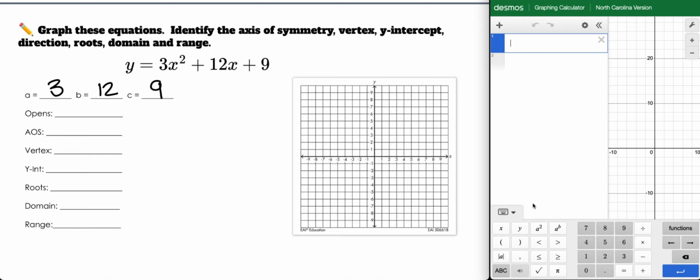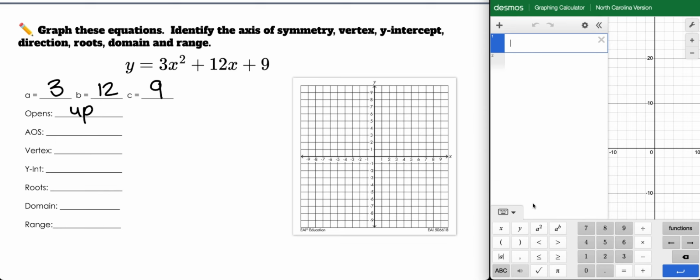Now, the direction in which it opens is based off the A value, whether it's positive or negative. And because this is a positive A value, we're going to have a direction that opens up.